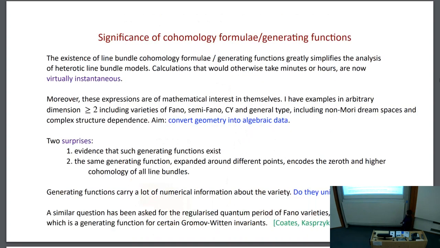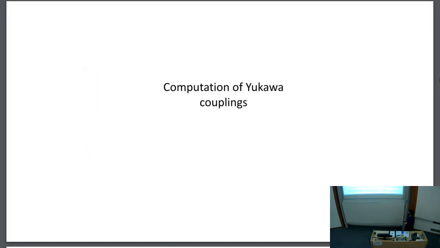Of course, it's important for string model building to have such techniques which give virtually instantaneously the results that we are looking for. But also from an algebraic geometry point of view, especially these generating functions can be regarded as a fingerprint of the variety. If you have an object which encodes the cohomology of all line bundles, so the zeroth and the higher cohomologies, perhaps that's an object which uniquely characterizes the variety.